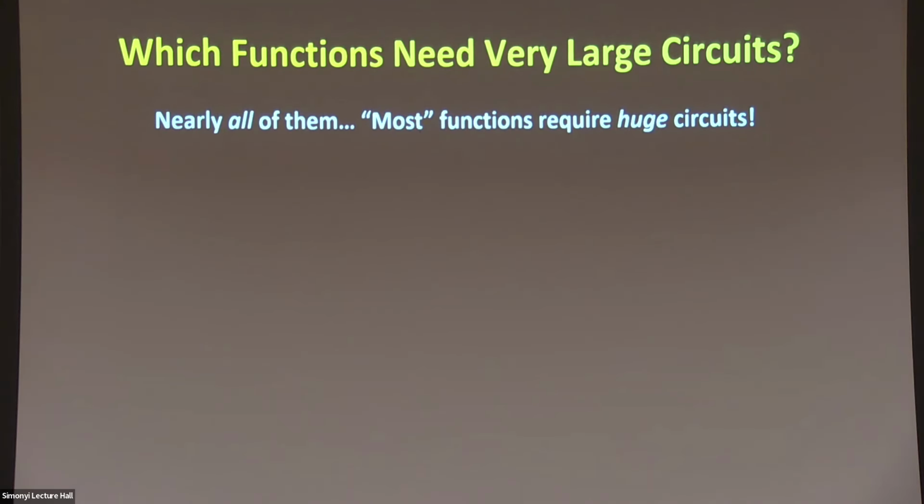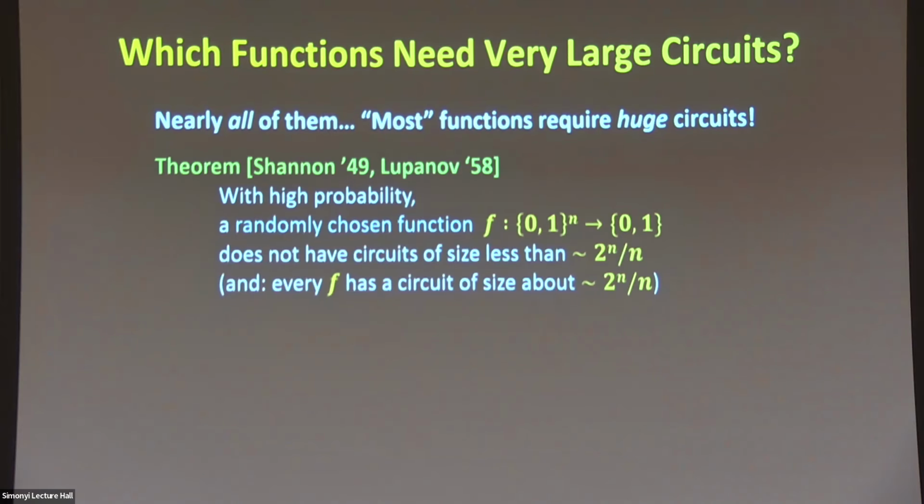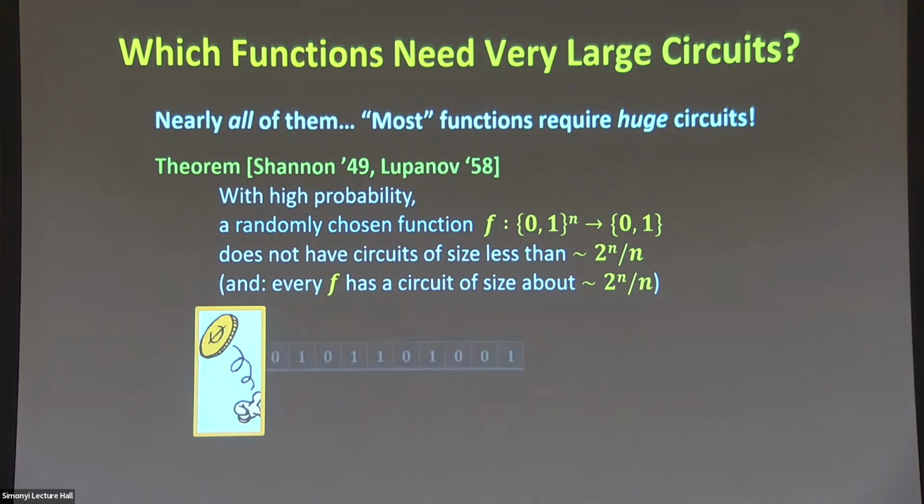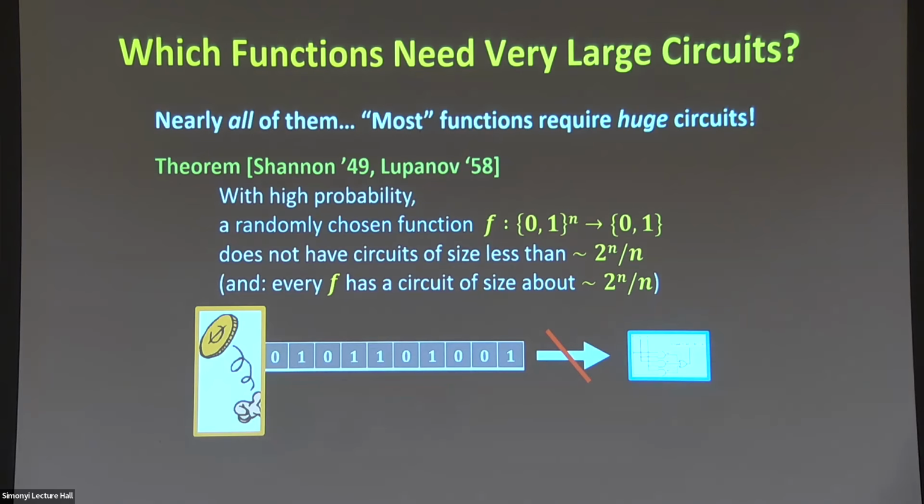So one answer to this question is: most functions, if you quantify most by picking random functions, will require large circuits. A simple counting argument shows that with high probability, if you randomly choose a function, just flipping a coin for all the possible inputs, then you'll need about 2 to the n over n size to compute it, say if all of the gates have fan-in 2. If you pick a completely random thing, you can't compress it down to a small circuit. It's just a simple counting argument. There's nothing more to that.